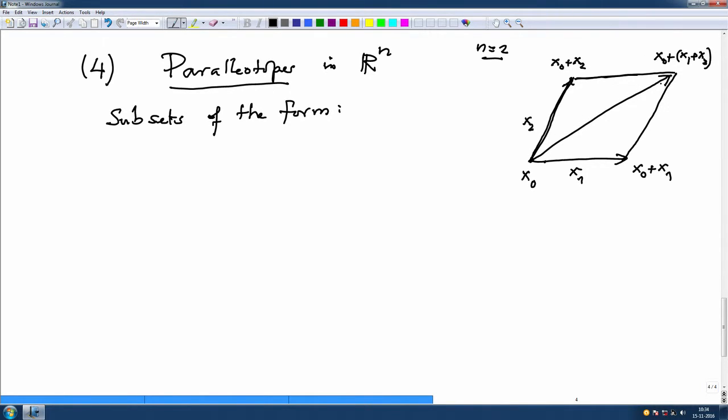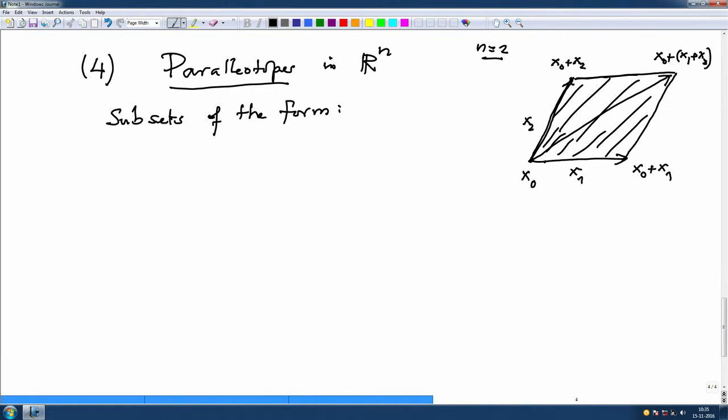And now the question is, so this subset here, in the case of n equal to 2, we keep calling a parallelogram, and the question is what is the volume of the parallelogram. So, these are higher dimensional. I will write now in the notation form.